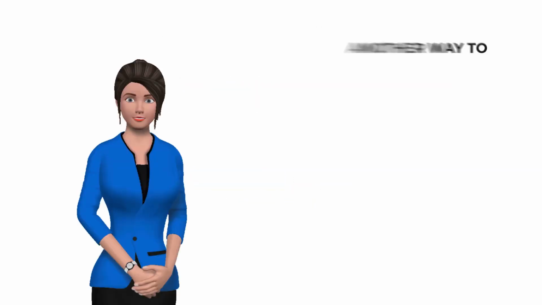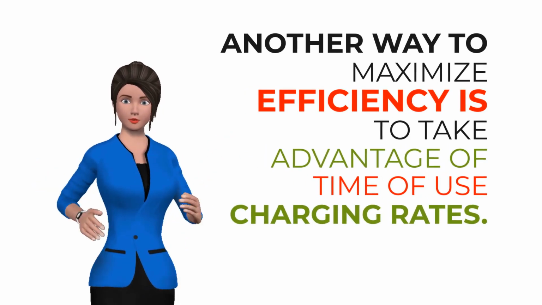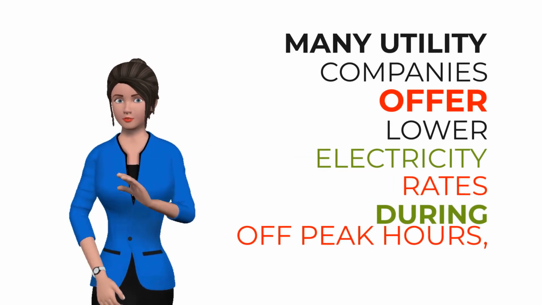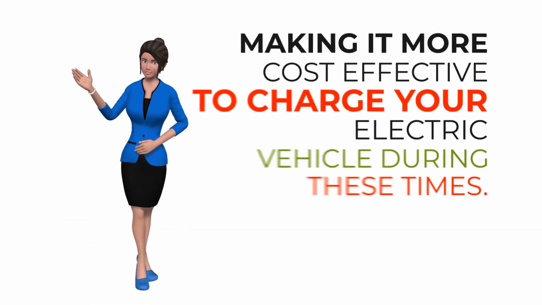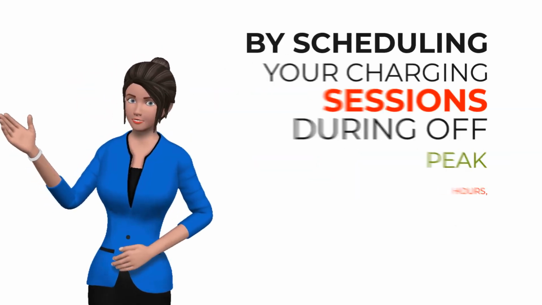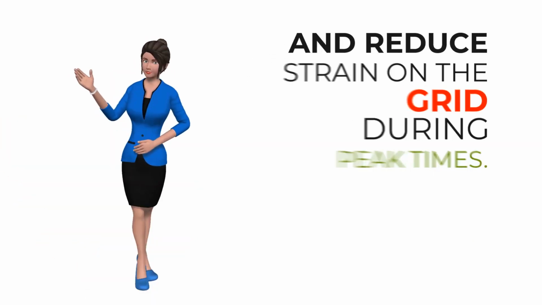Another way to maximize efficiency is to take advantage of time-of-use charging rates. Many utility companies offer lower electricity rates during off-peak hours, making it more cost-effective to charge your electric vehicle during these times. By scheduling your charging sessions during off-peak hours, you can save money and reduce strain on the grid during peak times.